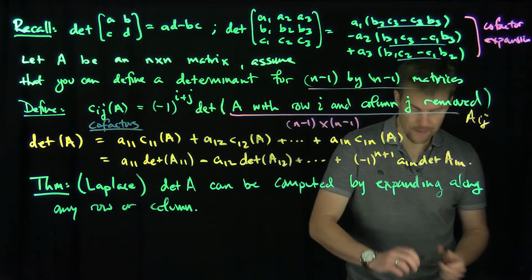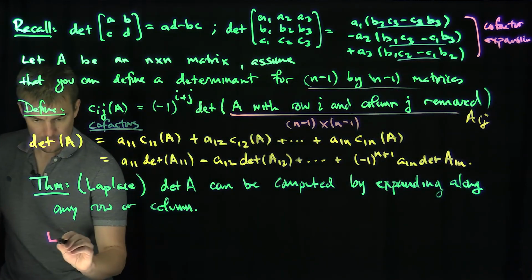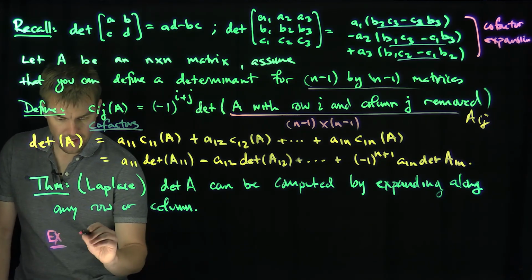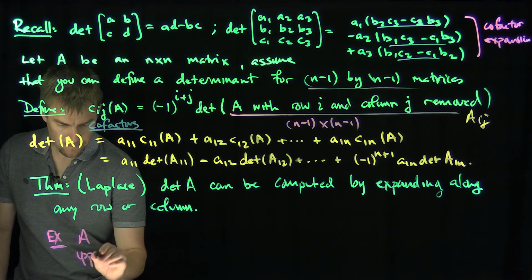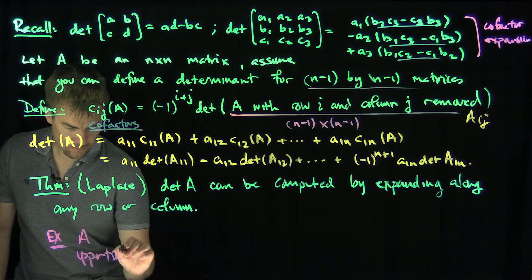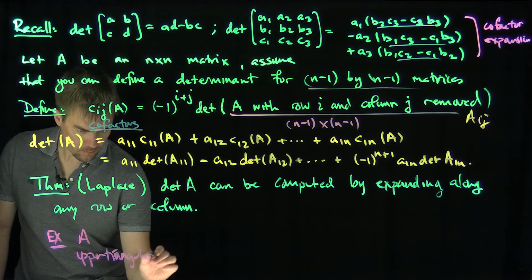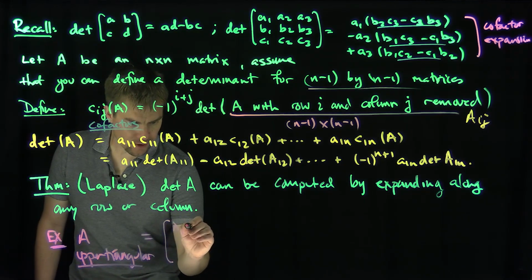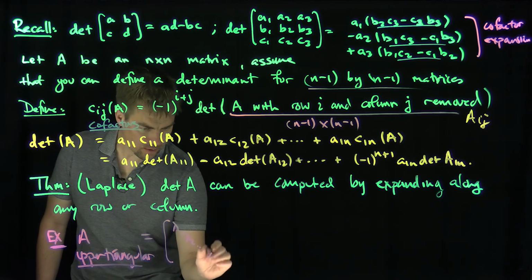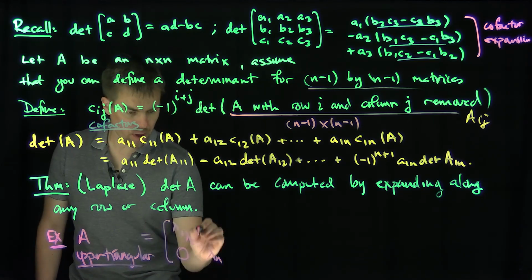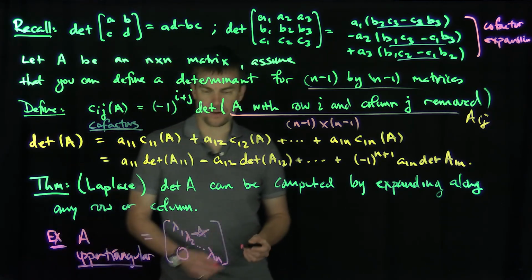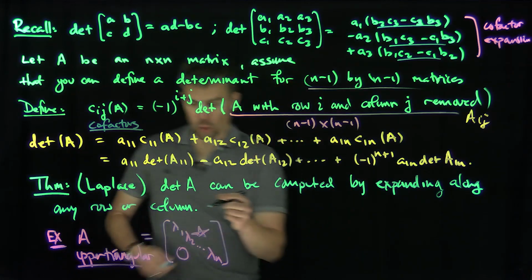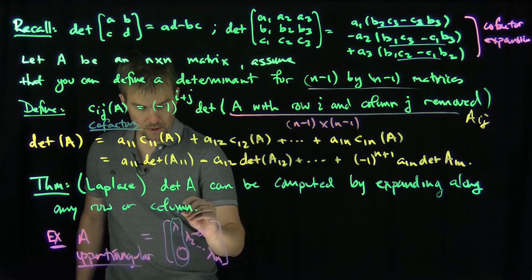I'll give you a very, very important example of how this is helpful. And that is if I have an upper triangular matrix, so if A is upper triangular, then A will have what form? A will have the form lambda 1, lambda 2, lambda n on the main diagonal, zeros below it, and any numbers you wish above the main diagonal, right? Then for this matrix over here, we'll expand along the first column.